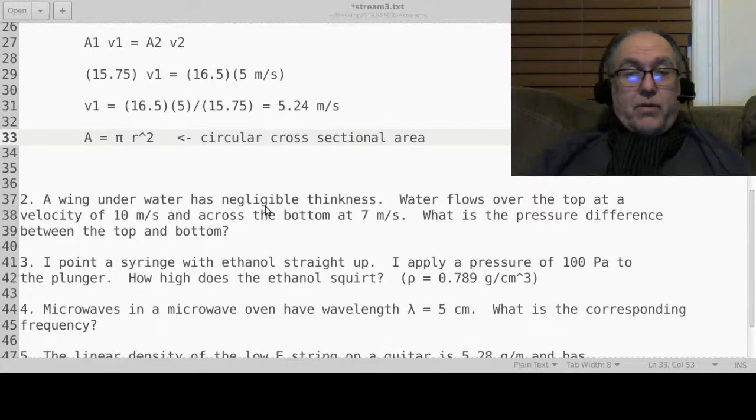And you can have wings underwater. Submarines do have little wings that they can use to deflect water, and that's how they can navigate. So we have a wing underwater, and it's of negligible thickness, and you'll see why in a second. The water flows over the top at a velocity of 10 meters per second, and along the bottom at 7 meters per second. The water has to flow faster along the top because there's more distance to travel. What is the pressure difference between the top and the bottom? And you go, wow, how do you get that?